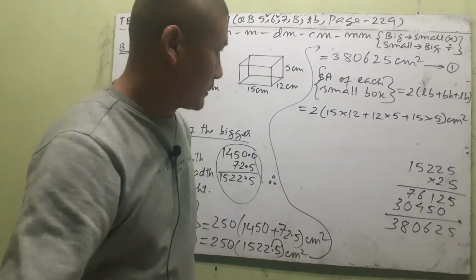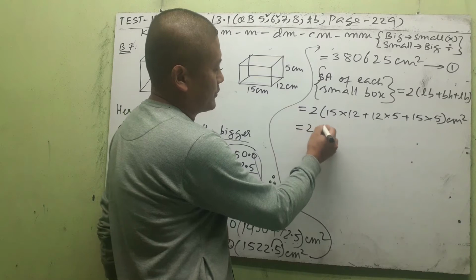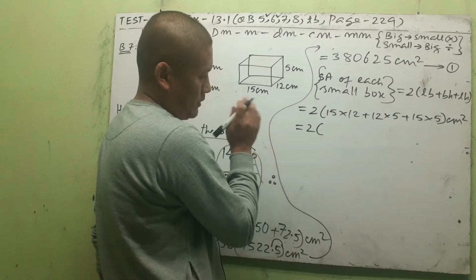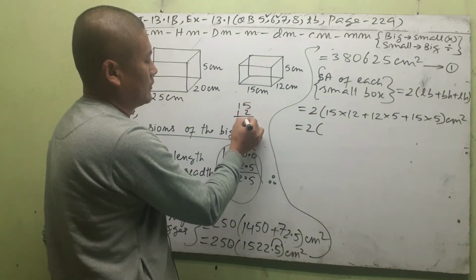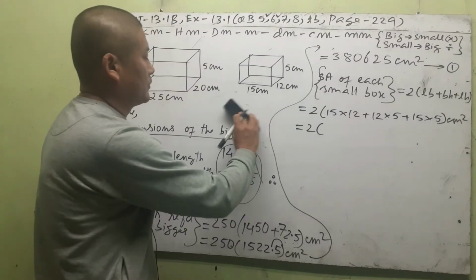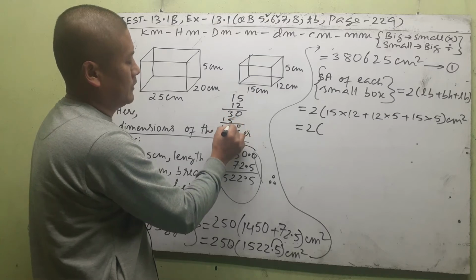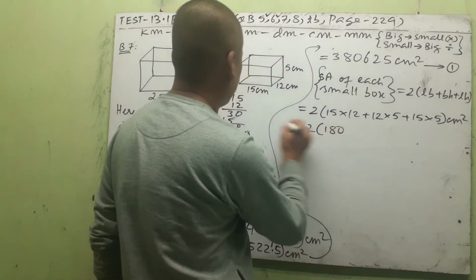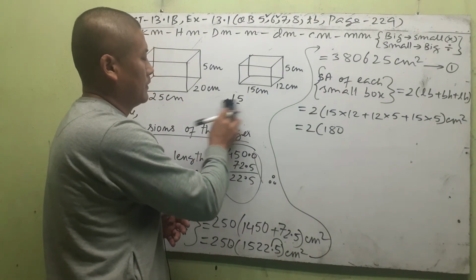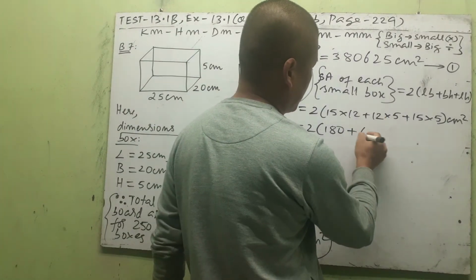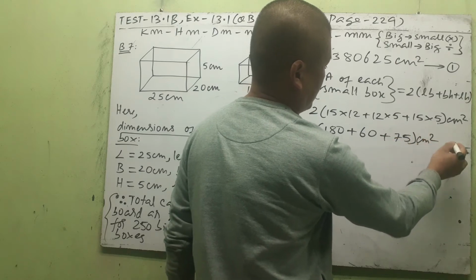So I said write these things on your graph, it will help you. Then here we can write 12 into 15. 2 5s are 10, 3, 5 and 1, 0, 8, 1. 180 for multiplying these two. 180. So now next 12 5s are 60. 15 into 5, 5 5s are 25, 75 centimeter square.